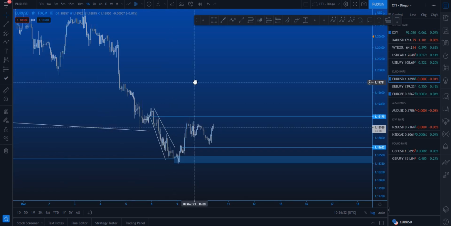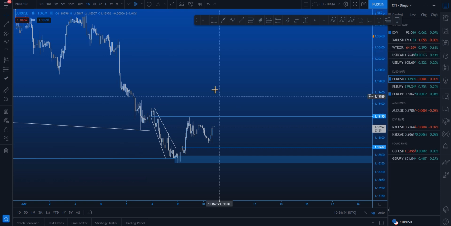So Euro USD is literally the opposite to the dollar. So what can we see with Euro USD?